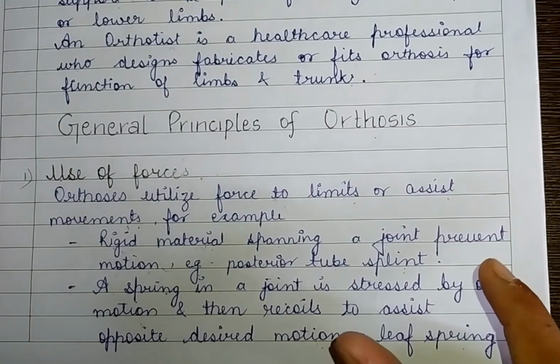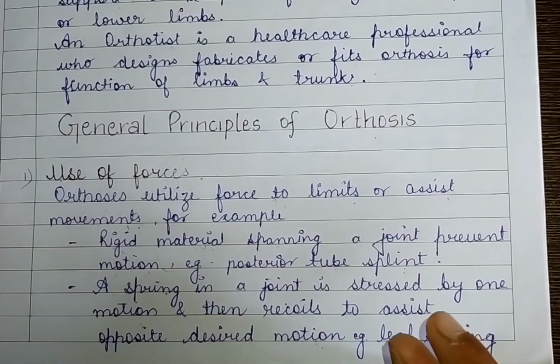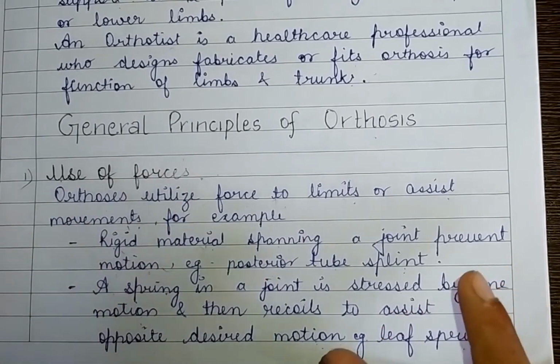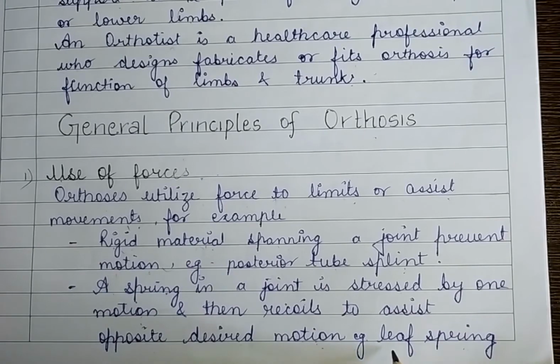When a spring is stressed, it will produce a motion. When it recoils back, it will assist the opposite desired motion. For example, in a leaf spring. The diagram is here.